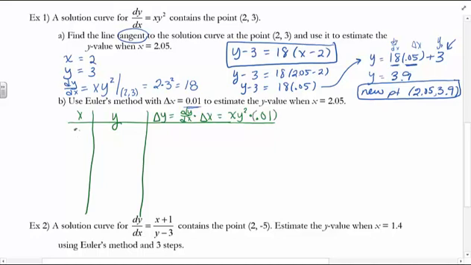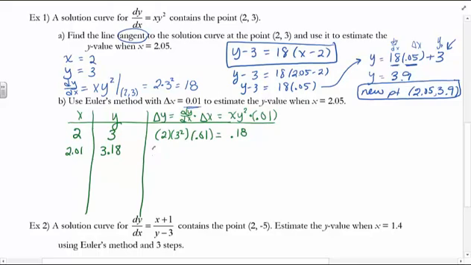My first point is the point (2, 3). Delta y is 2 times 3 squared times 0.01, which is 18 times 0.01, which is 0.18. So now x goes up by delta x, y goes up by this amount, and then you do it again.